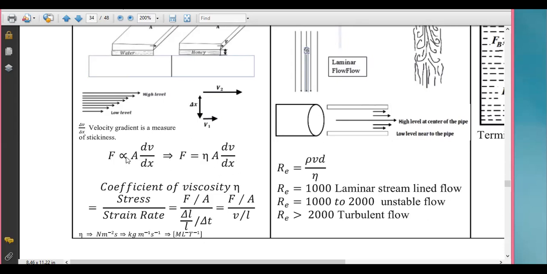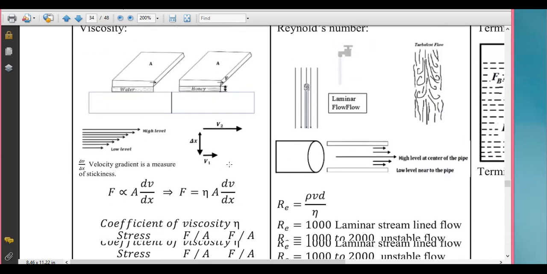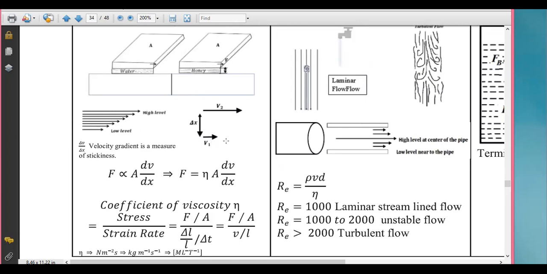What I was trying to explain here was, if the area of the board was bigger, then you have to apply more force. If the velocity difference is bigger, then you have to give more force. If I'm having, say, 1 cm/s here and 10 cm/s, let me say I'm going to apply 10 Newton. But for 1 cm/s here and 100 cm/s here, then I have to apply more force. So F is proportional to dV by dx.